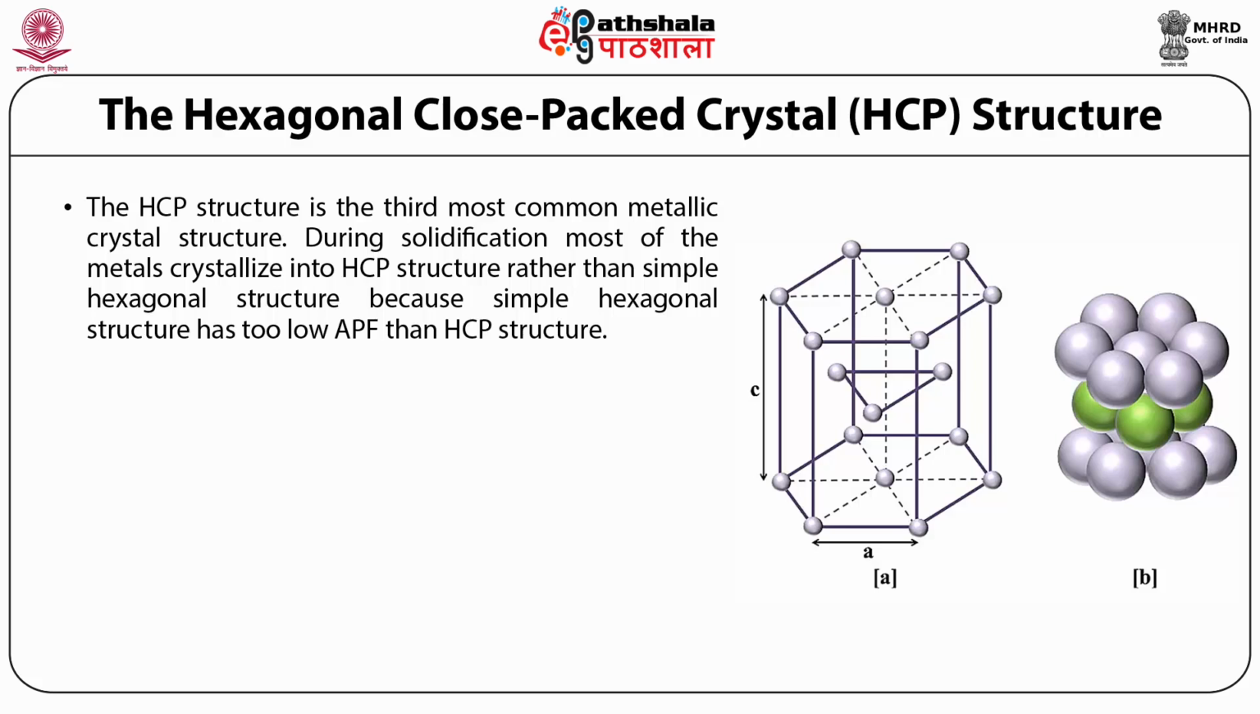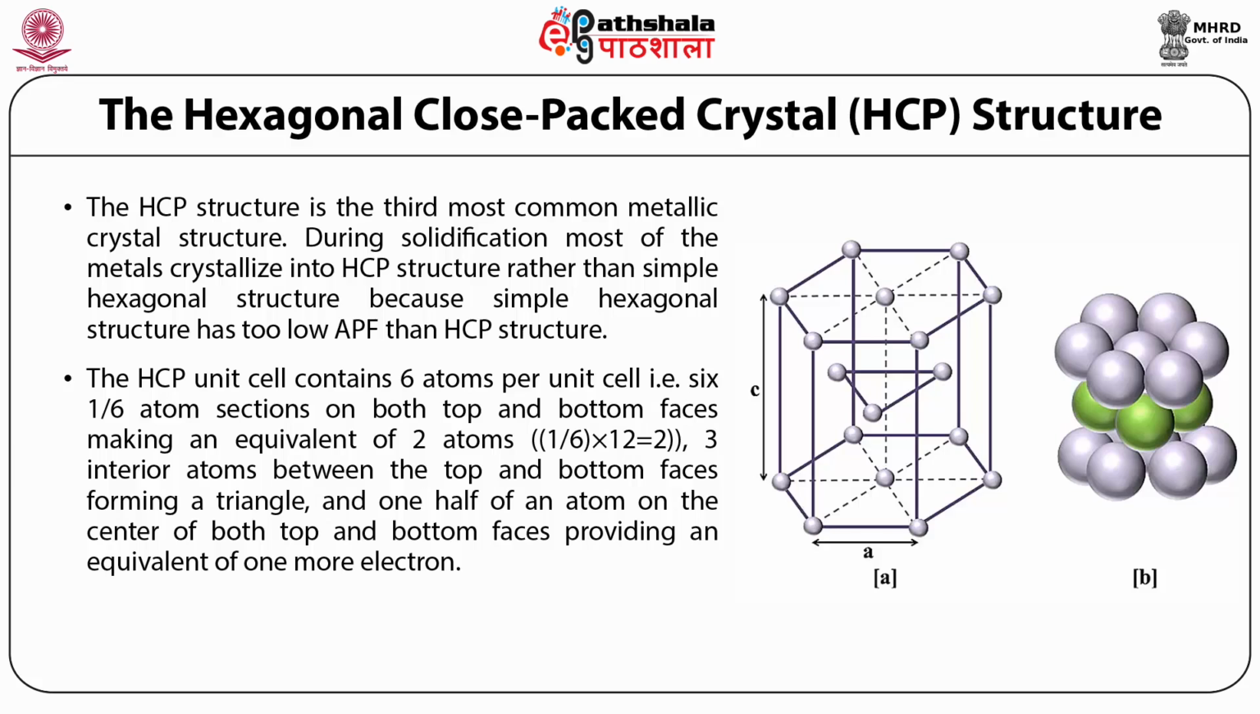Figures A and B show the reduced sphere and hard sphere unit cell for the HCP crystal structure respectively. The HCP unit cell contains 6 atoms per unit cell, that is 6 multiplied by 1/6 atom sections on both top and bottom faces, making an equivalent of 2 atoms. 1/6 multiplied by 12 equals 2.